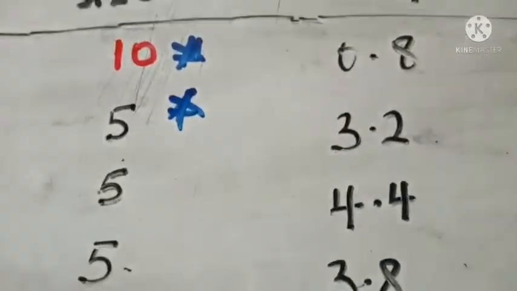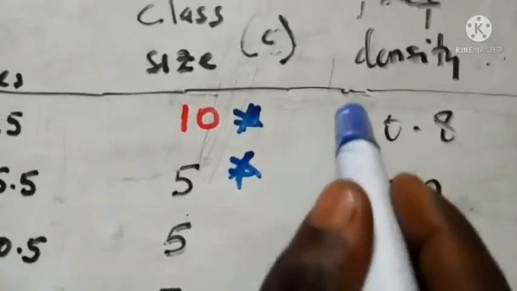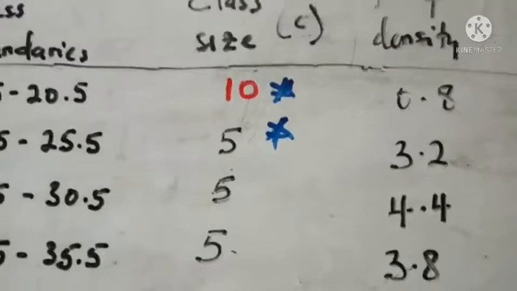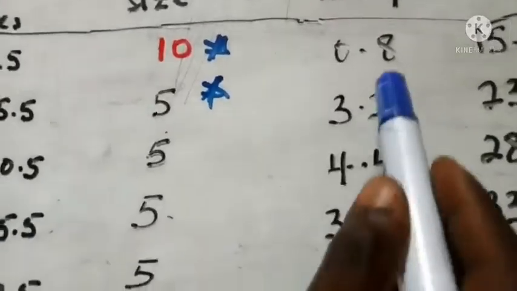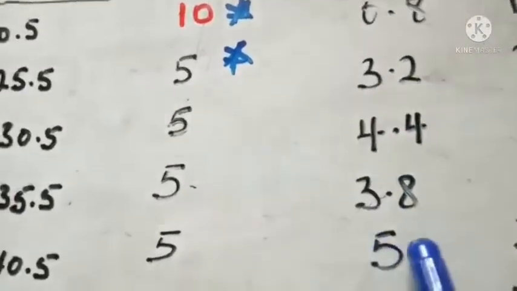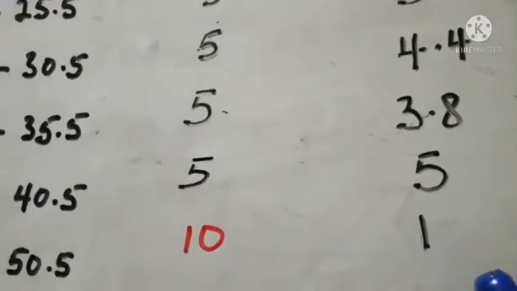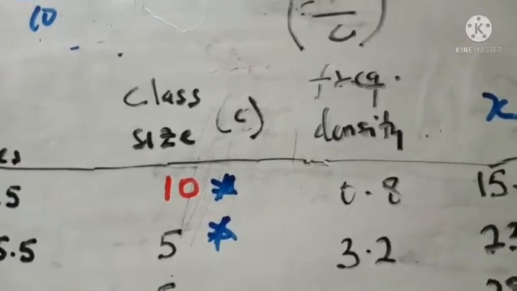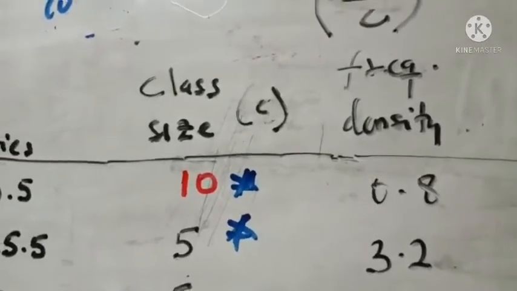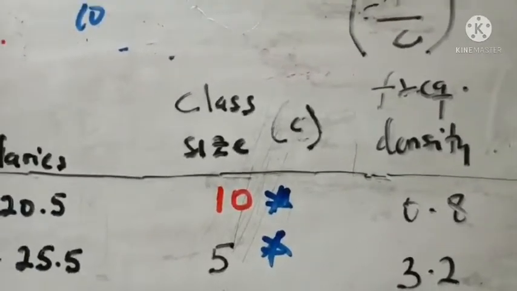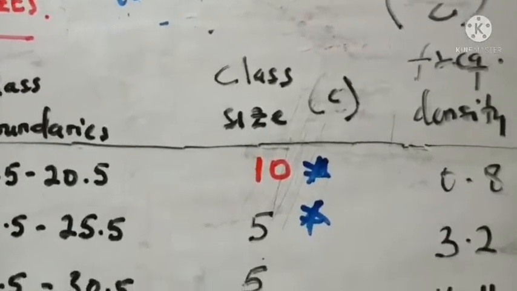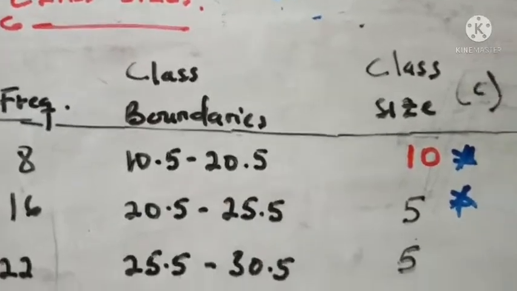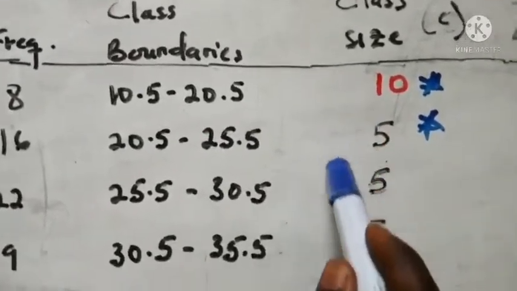3.2, right? 3.2. Okay, you need to calculate all the frequency density for each class size, whatever the age range. So here I'm having 0.8, 3.2, 4.4, 3.8, and then 5 as well as 1. Is that okay? So now that we got the frequency density and the class boundary, now we can draw our histogram. So that is the two things that you need to have at your disposal before you can draw the histogram for different class sizes, right?